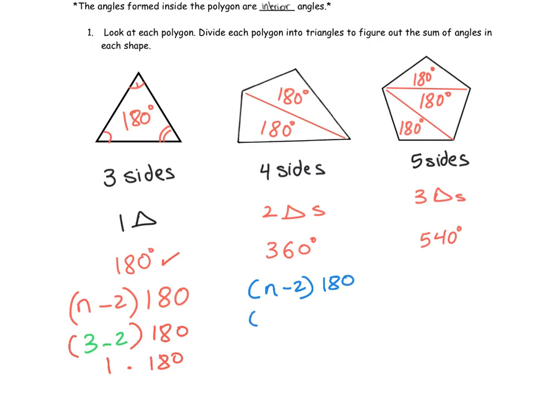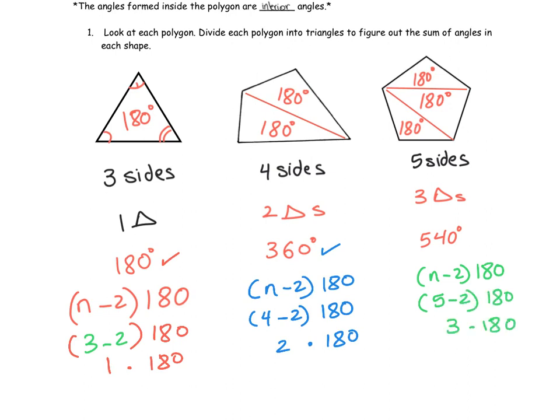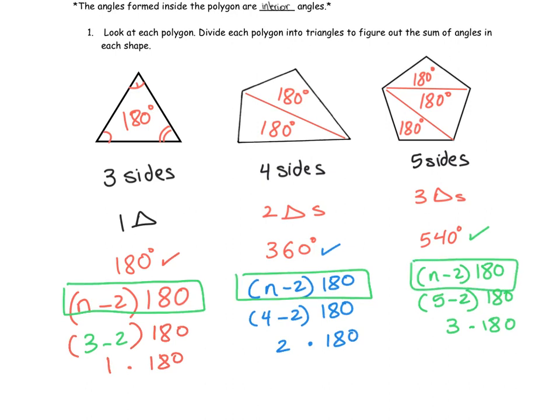So n is the number of sides, which is 4 in this case, and I copy everything else. 4 minus 2 is 2, so 2 times 180 is 360, so it worked for the second shape. Now let's try the third shape, n minus 2 times 180, so that would give me 5 minus 2 times 180, that is 3 times 180, and that would give me 540. So then to find the sum of interior angles in any polygon, the rule is n minus 2 times 180.